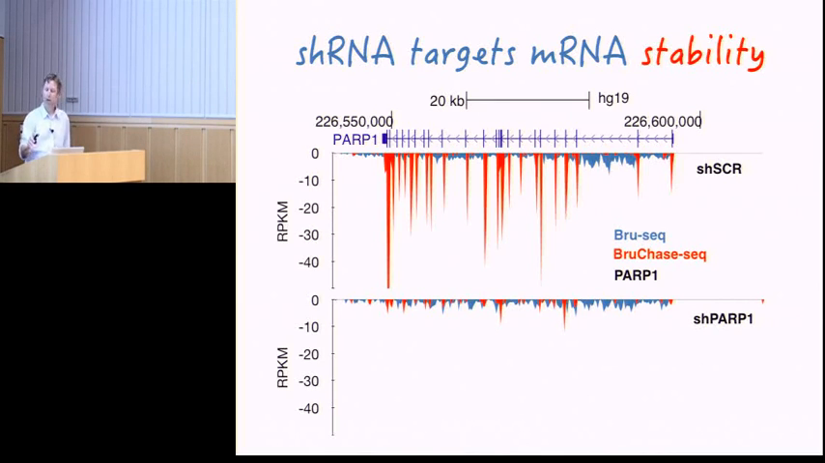And this is going to be true for genes that you look at with microRNA and so forth. It's going to target the stability of the transcript, not the rate of transcription.